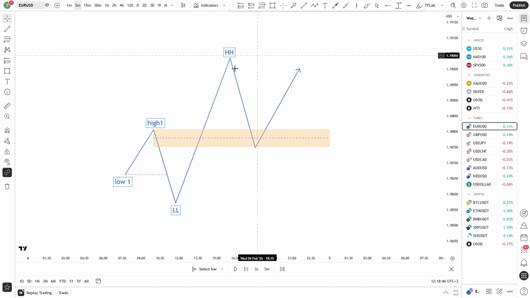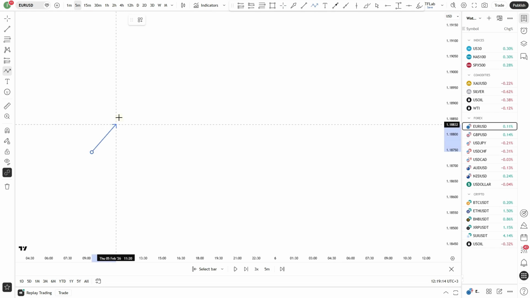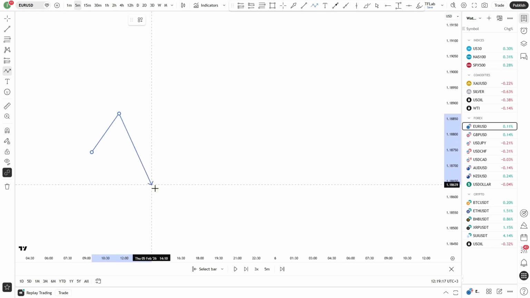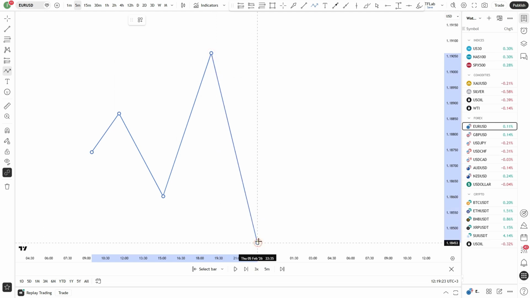Now let's look at a bearish breaker as well. It works like this. To have a bearish breaker, it's enough for the price to form a high, then a low, then a higher high, and then a lower low. It forms, and with a return to the zone, we have a bearish breaker.